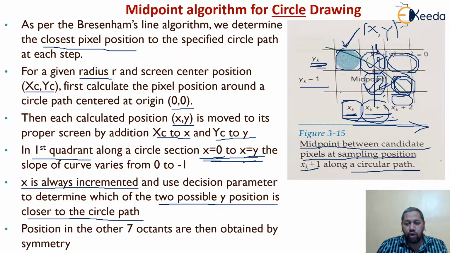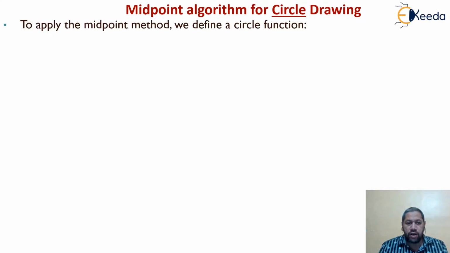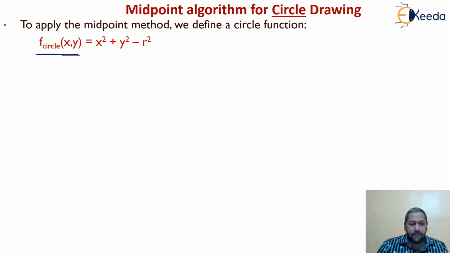Now we go into more detail of the algorithm. To apply the midpoint method, we define a circle function, f of circle, which is a function f of x comma y. We know the function of the circle is x square plus y square minus r square. What is the expected value?